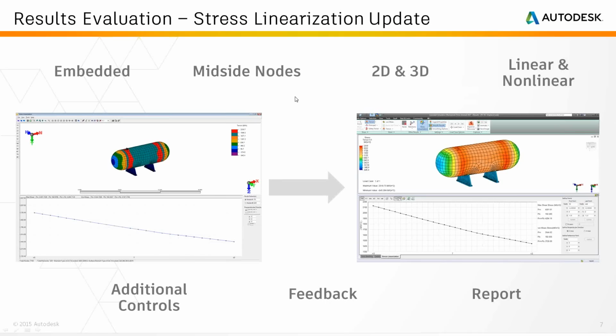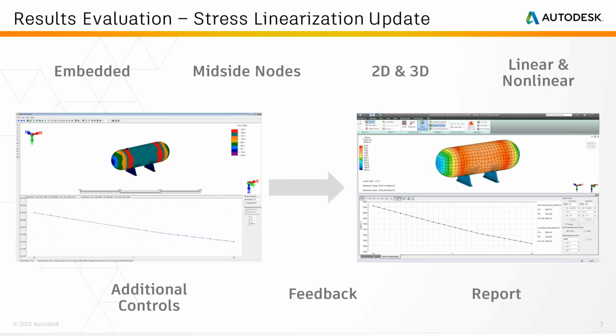The next one is the fact that we can now also do stress linearization for both 3D models as well as 2D plate models. We can do stress linearization for linear or nonlinear models, whereas in the past it was limited to linear static stress only. Now we can do stress linearization for any type of analysis that produces a stress result. We have some additional controls where we can control the location of the first point and the last point, and it doesn't have to be based on existing coordinates. We can pick any coordinate in space.